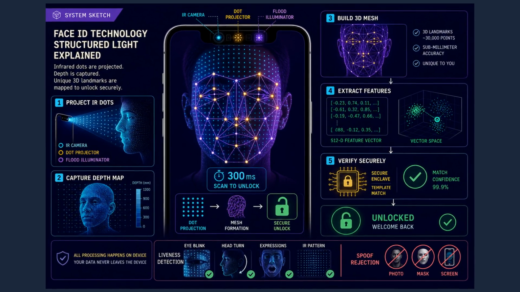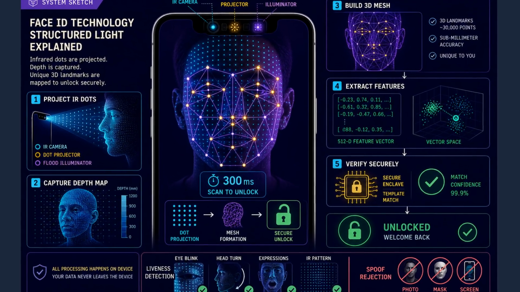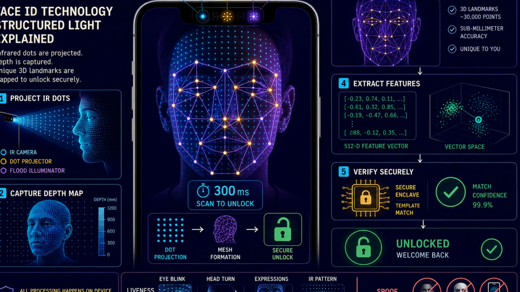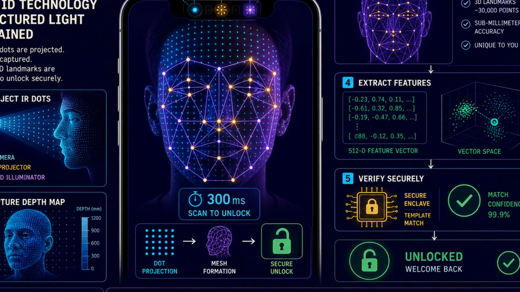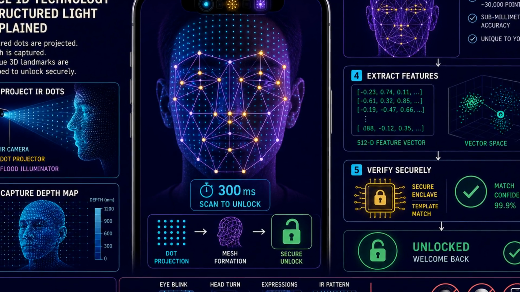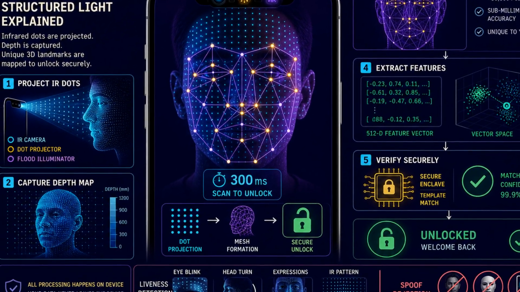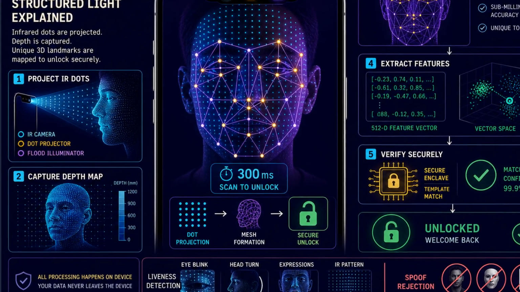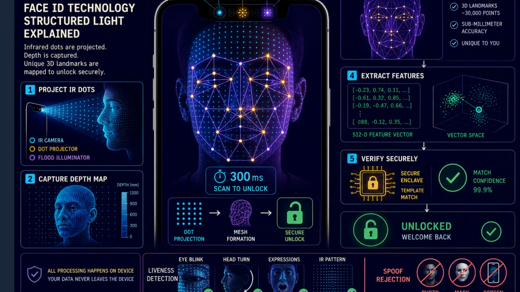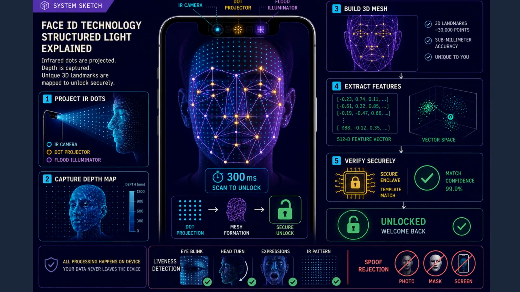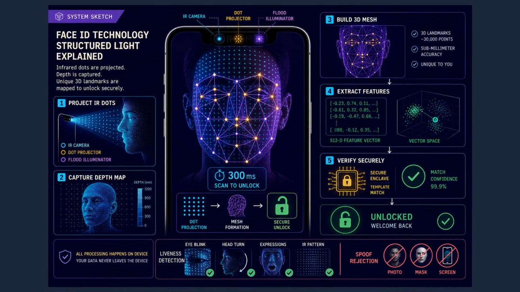You glance at your phone. It unlocks before you touch anything. No password typed. No fingerprint placed. The front camera and an invisible dot projector just mapped your face in 3 dimensions, converted that map into a mathematical signature, and matched it against a template stored in a secure chip. All of that in roughly 300 milliseconds.